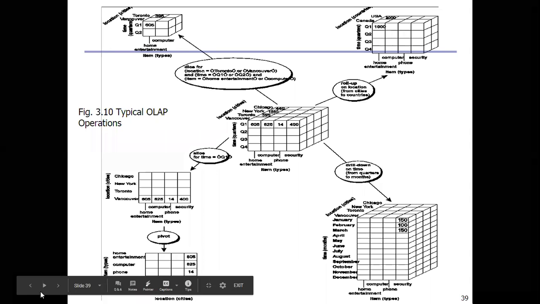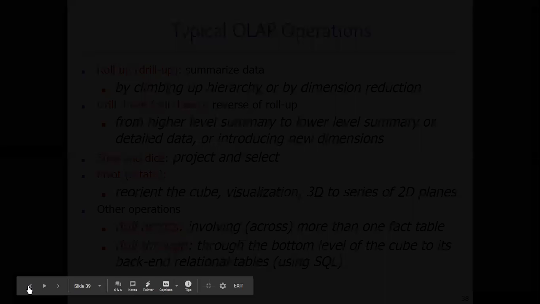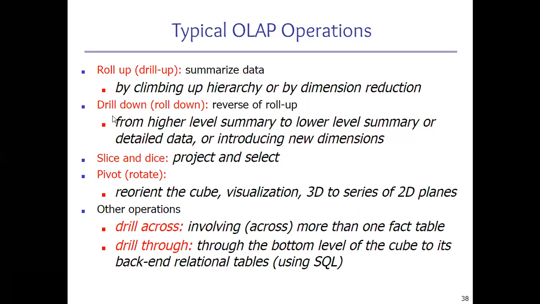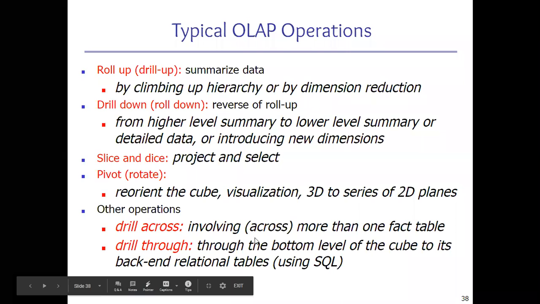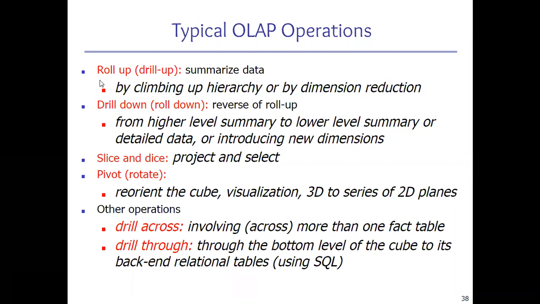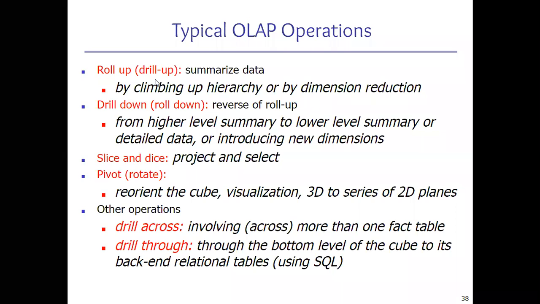So everyone should be clear on these operations, that is, what exactly roll up will do, drill down, then slice and dice, then pivot, then the other operation, drill across, which involves more than one fact table, that we have seen actually. Okay, so how the bottom level will work. So we have seen all these points. Okay, so the major operations of OLAP are roll up, that is drill up, drill down, that is roll down, slice and dice, and pivot.